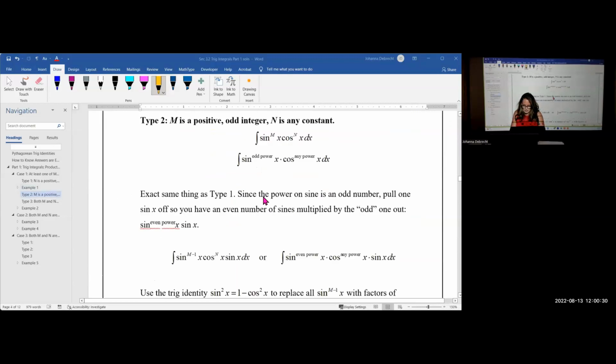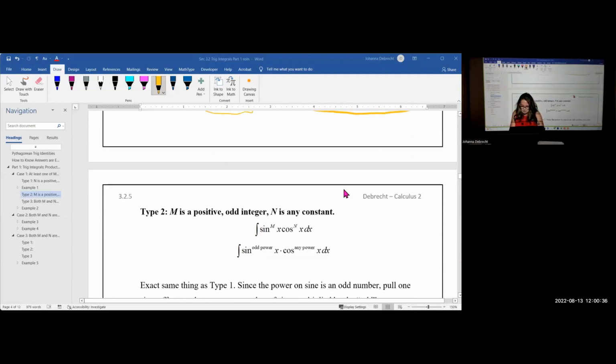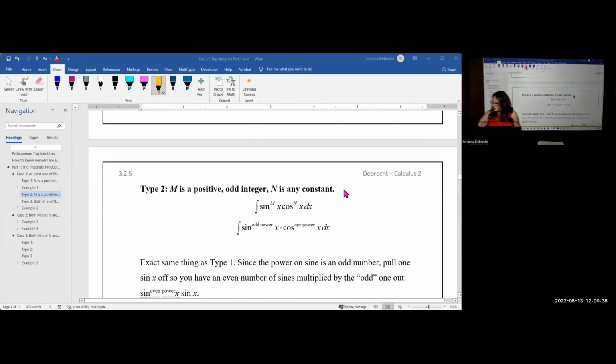Now let's take a look coming down to the next one. Let's make sure that we're ready to move on to the next one. If you need to pause the video and review, go ahead and do that. But if you're ready to move on, we'll take a look at type 2.